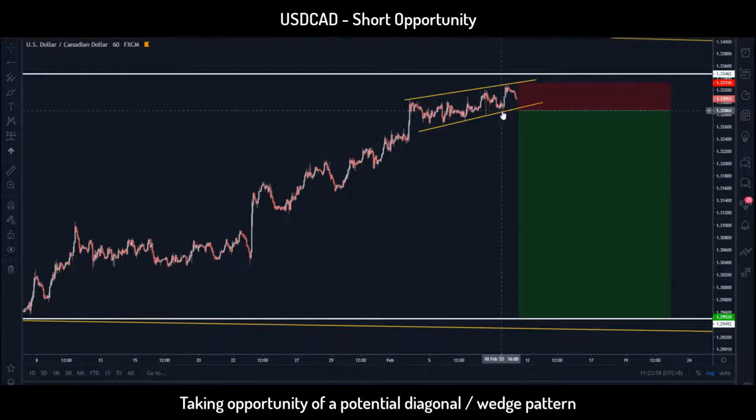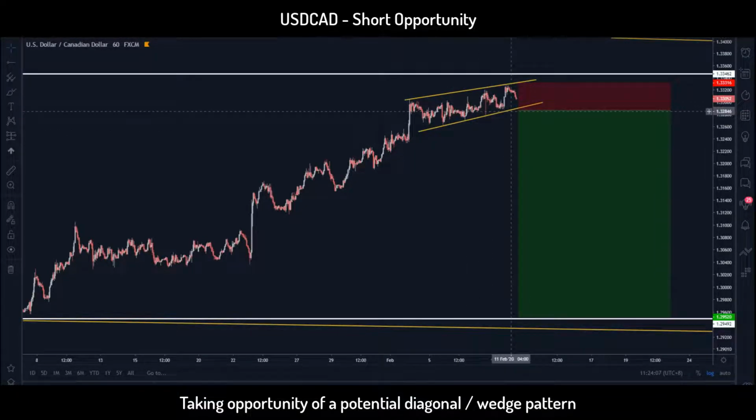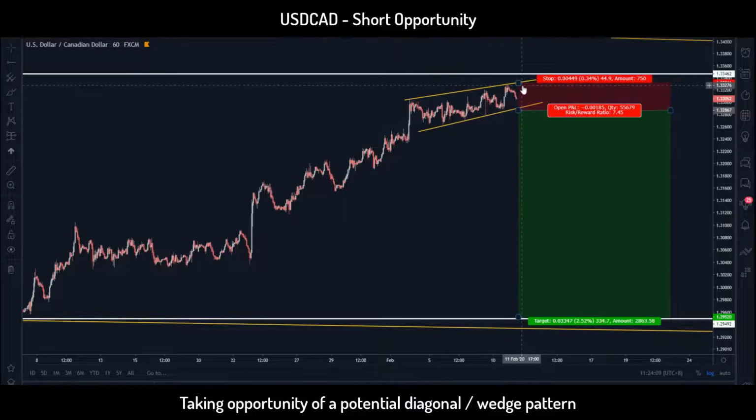So over here, if I'm using a very simple entry approach, which is to break out of the particular pattern, then my entry will be at the bottom of this particular pattern with a stop at the previous high, and just now we have established where this move can potentially go towards, which is over here.